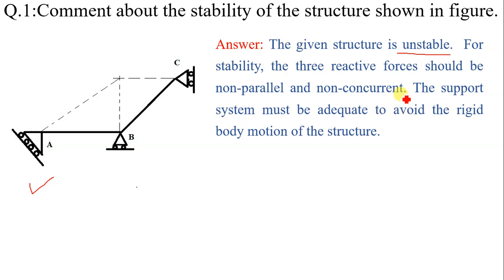And the support system, this is an important point. The support system must be adequate to avoid the rigid body motion of the structure. Now you can imagine, if a load is applied the structure will move because at A, B and C roller supports are there. That's why the given structure is unstable. This is the answer for question number 1.